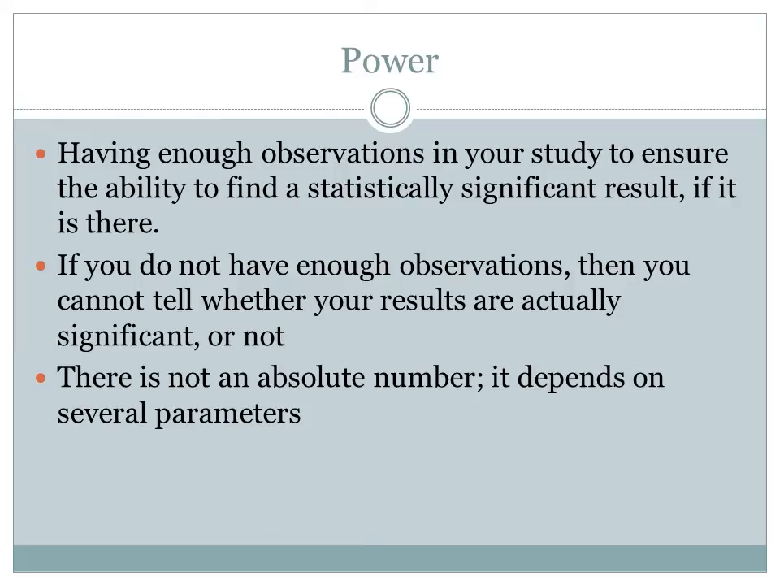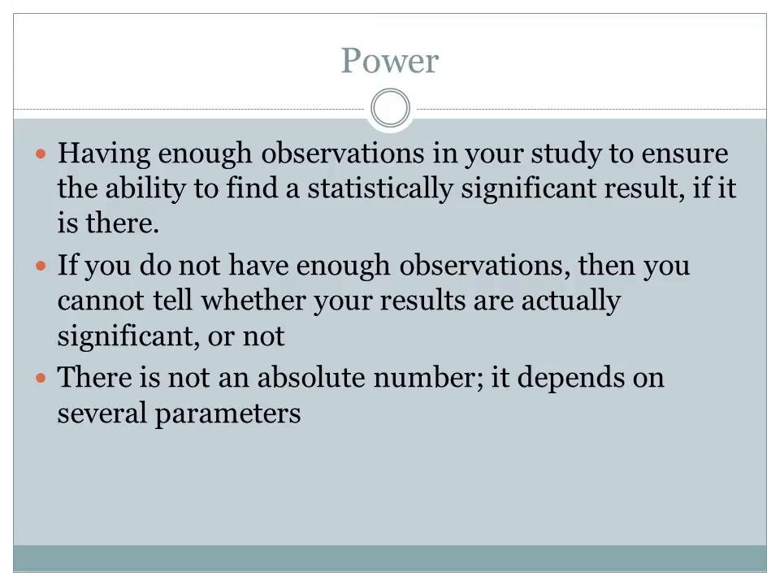So power in a statistical study is having enough observations in your study to ensure the ability to find a statistically significant result if it exists. If you don't have enough observations in your study, then you can't tell whether your results are actually statistically significant and you just don't have enough patients in the study to know, or whether they were never going to be significant and it was a negative finding.